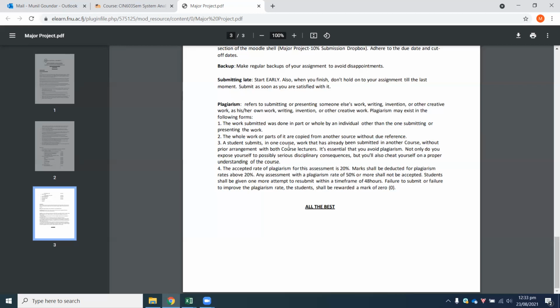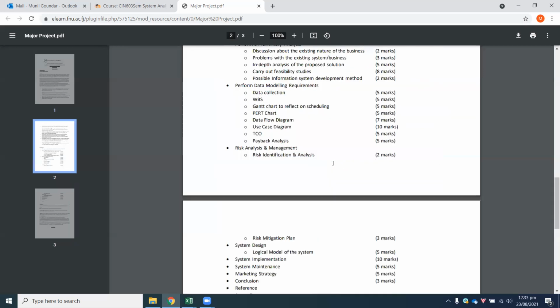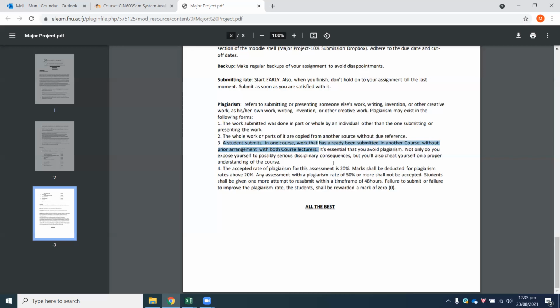A student submits in one course work that has already been submitted in another course without prior arrangement with both course lecturers. It's essential that you avoid plagiarism. Not only do you expose yourself to possibly serious disciplinary consequences, but you'll also cheat yourself on a proper understanding of the course. Now, this is a case which might not happen here, because I don't think you'll get a very similar project in any other course. Moreover, this assessment has never been given. I made the assignment just 2 weeks ago. So this very same topic has not been given out to any students before. This is original work, by the way. All right, so I don't think you'll get it from anywhere else.